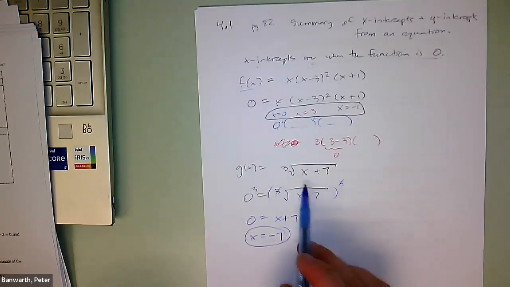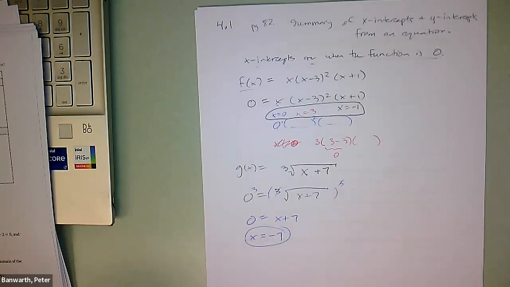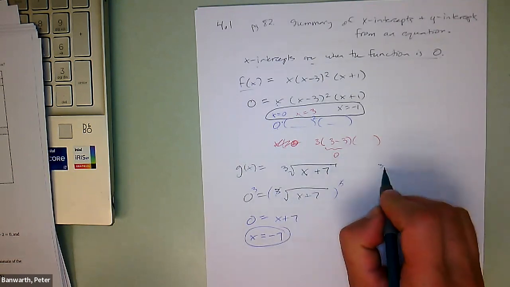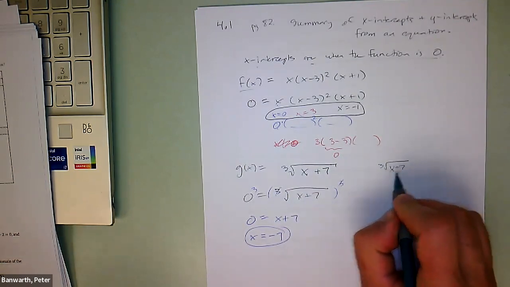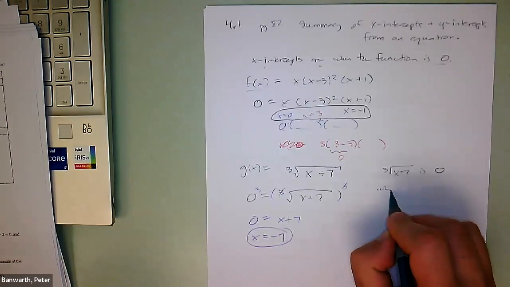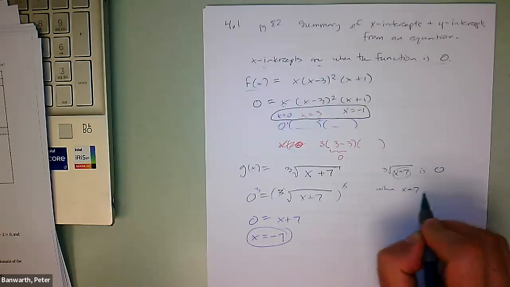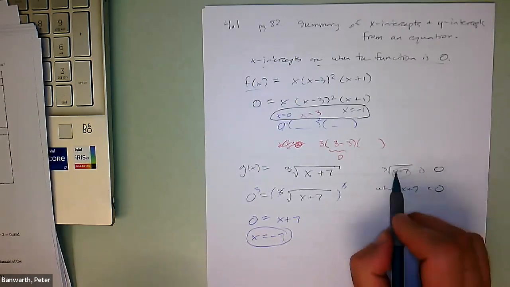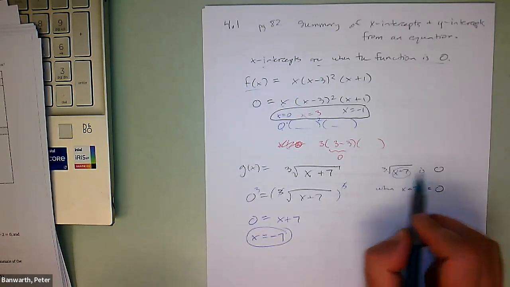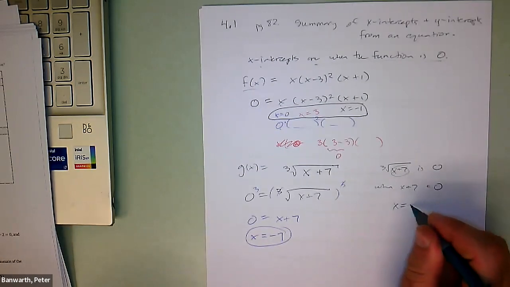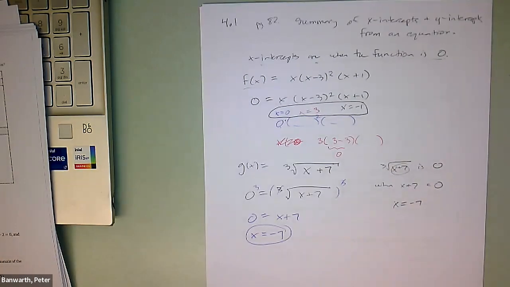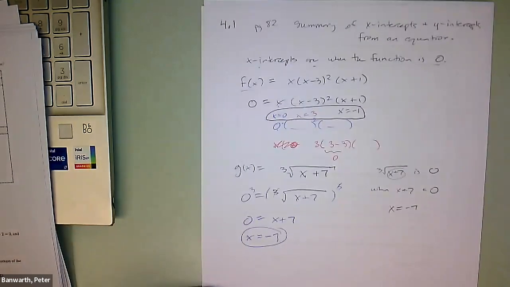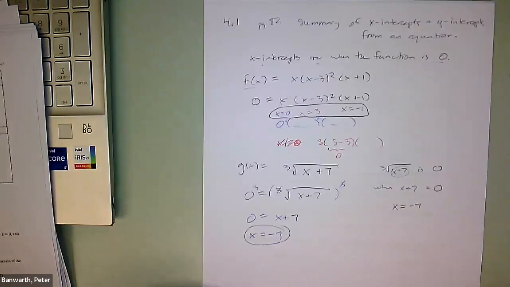That's the algebraic way. Or you could look at this function and say, the cube root of x plus 7 is 0 when x plus 7 is 0, because the only way to get 0 from a cube root is to get cube root of 0. It's 0. And you also get x equals minus 7. So that's how you get the x-intercepts. You set your function equal to 0 and you solve for one or more x's.